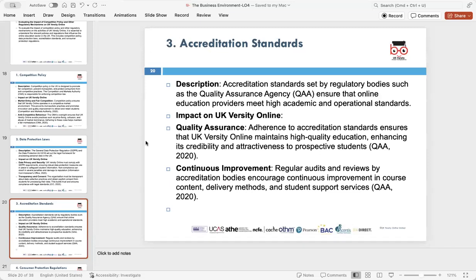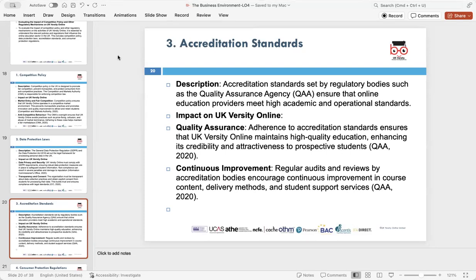Accreditation serves as a quality assurance mechanism, validating that institutions like UK Varsity Online adhere to high standards in delivering education. For UK Varsity Online, accreditation is essential for several reasons. First of all, it demonstrates to prospective students and stakeholders that the university meets recognized benchmarks of academic excellence and operational integrity. This enhances the institution's credibility and attractiveness in a competitive education landscape.